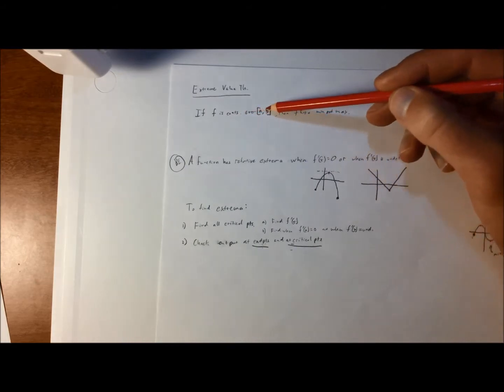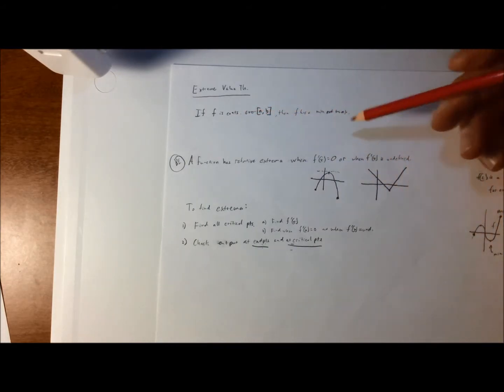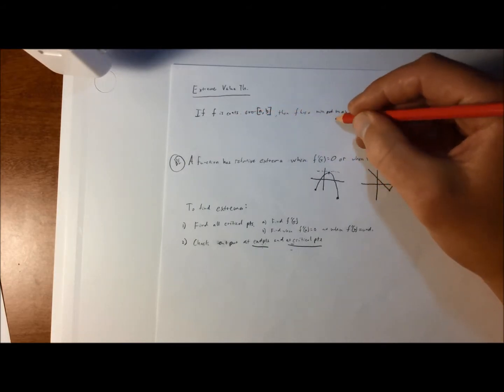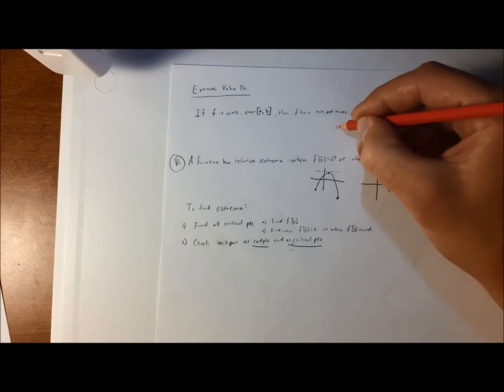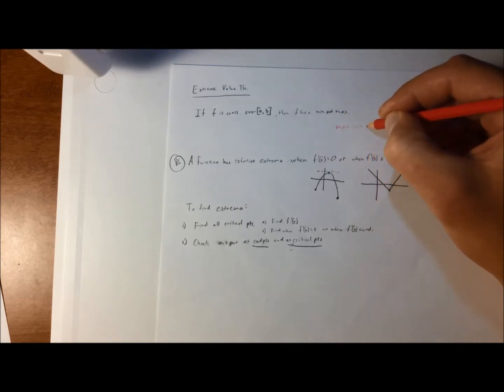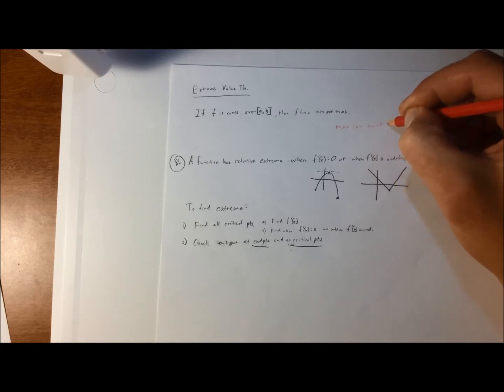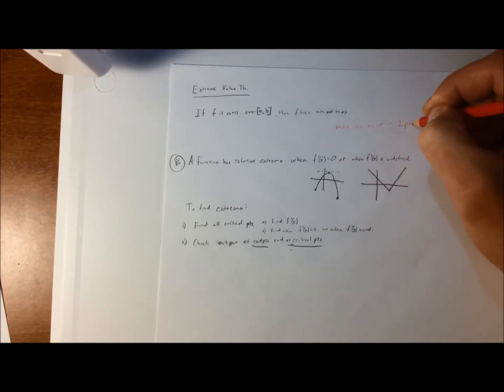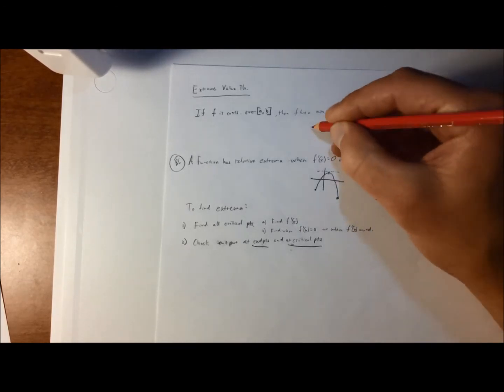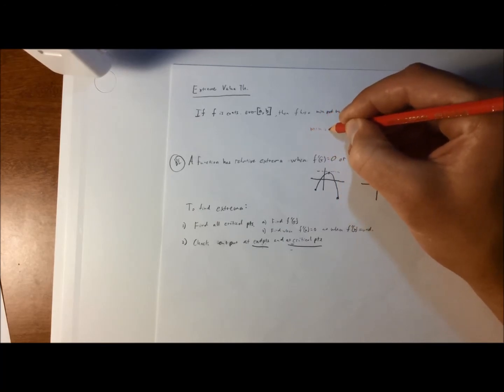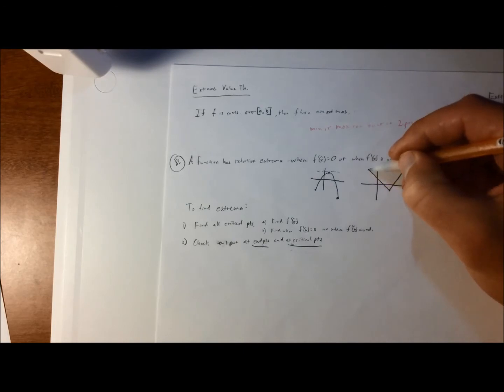If f is continuous over [a, b], then f has a minimum and a maximum. I would like to note that the maximum can occur at two different points. Same thing for the minimum. You may say to yourself, Mr. Kuhne, how can it have a maximum at two different points?